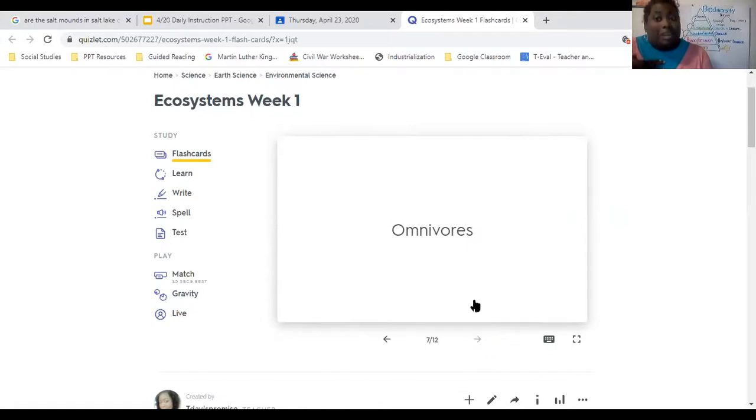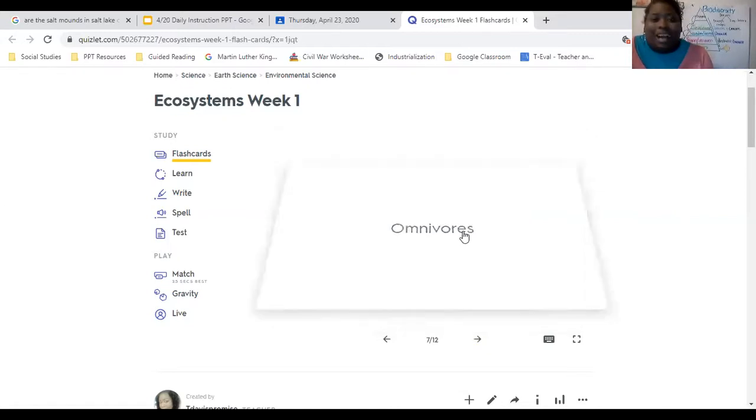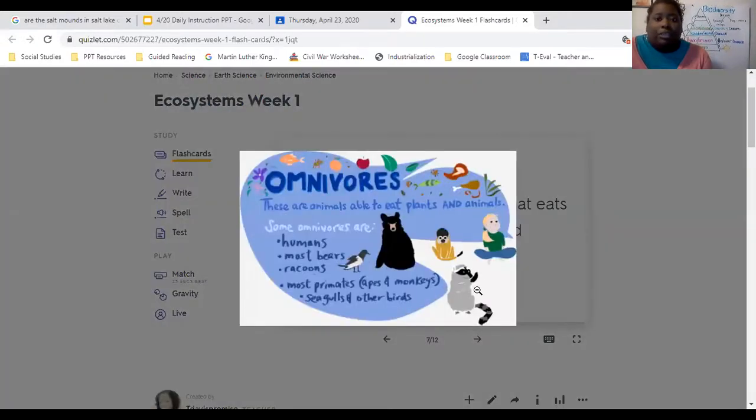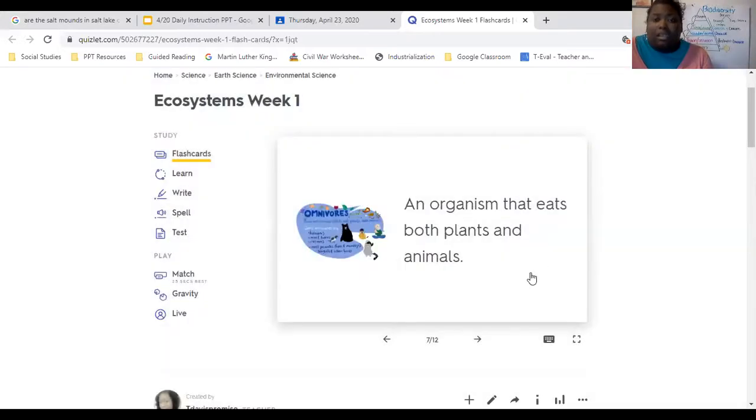Omnivores. I'm an omnivore. You're an omnivore. We're omnivores together. So an omnivore is an organism that eats both plants and animals. And then here are omnivores. The bear eats berries, and it also eats fish. And the bird eats berries, nuts, and also sometimes worms, sometimes mice, just whatever they can, even snakes. All right.